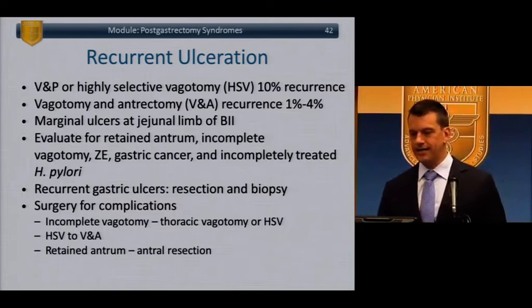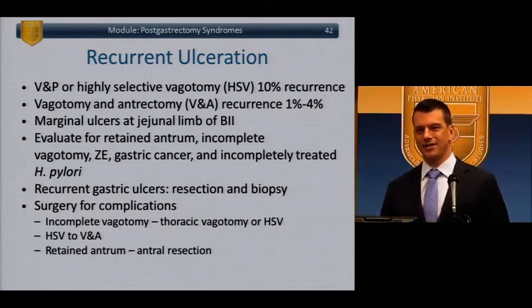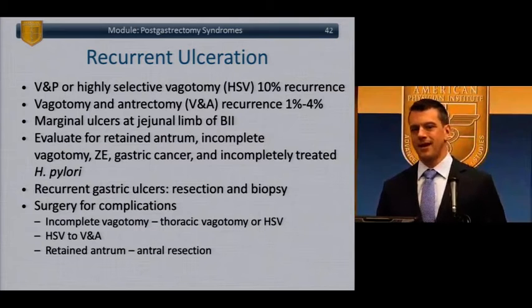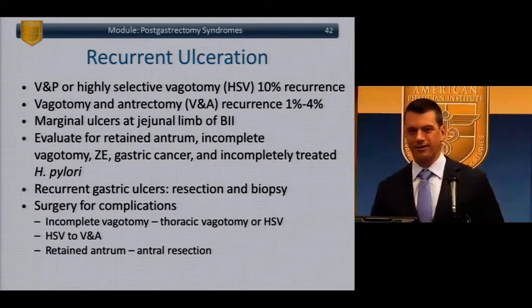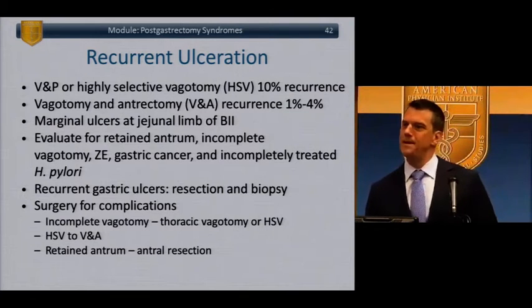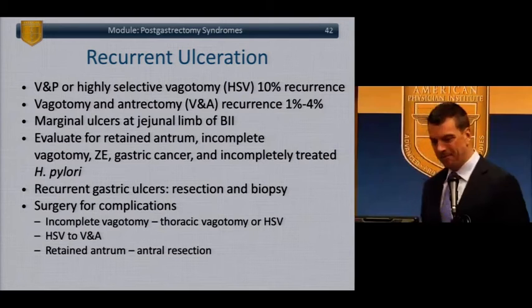So again, retained antrum, incomplete vagotomy. Remember the criminal nerve of Grassi, which is a very high branch off of the vagus. You need to get up and get your trunks about 4 centimeters off the stomach because there are some high branches off of the left vagus that come and supply the upper part of the stomach that are pretty easy to miss unless you get high enough up there.